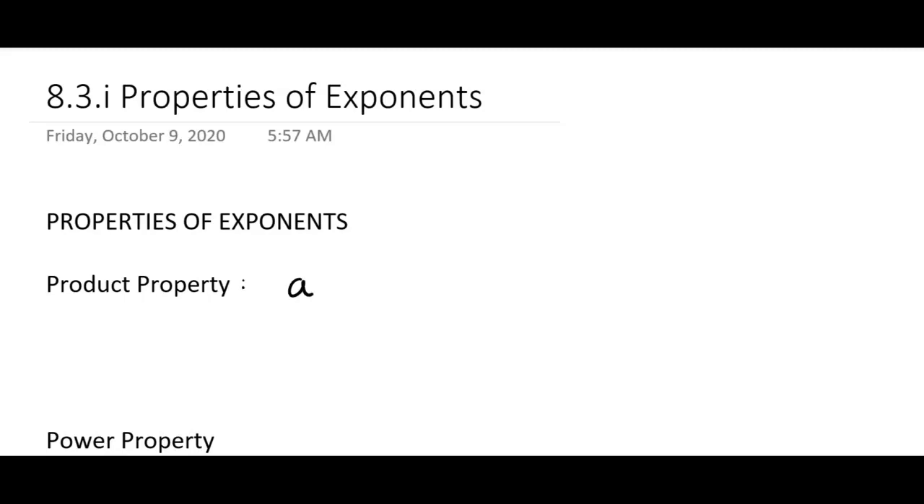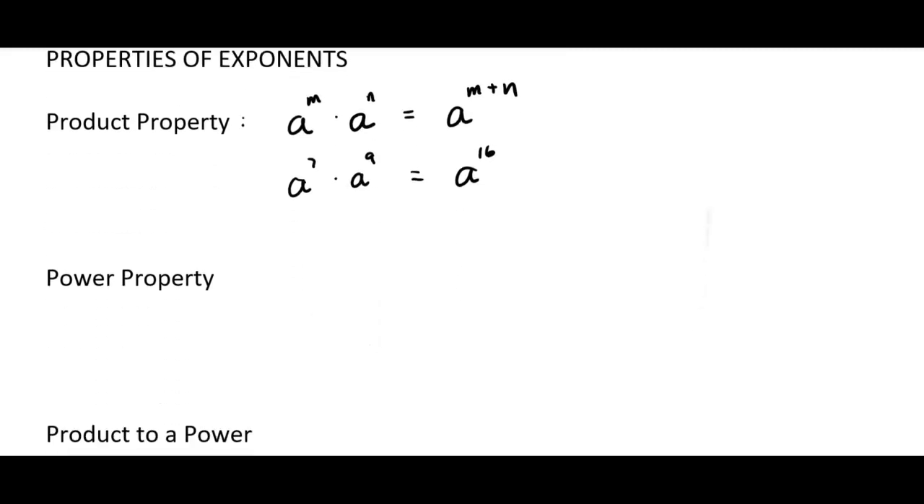If you have a base to a power times another expression with the same base but a different power, then you're going to add those exponents together. So if you had something like a to the 7th times a to the 9th, that would equal a to the 16th. You would add those exponents. So I'll give you the rule and try to give you a quick example.